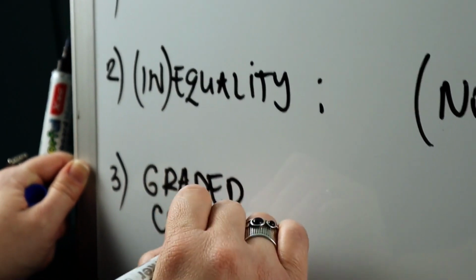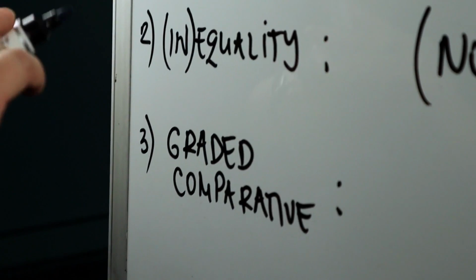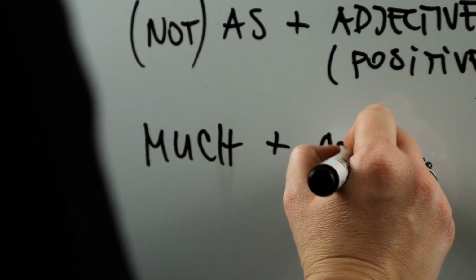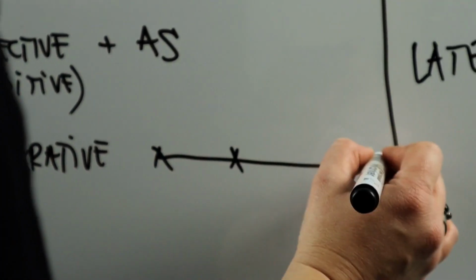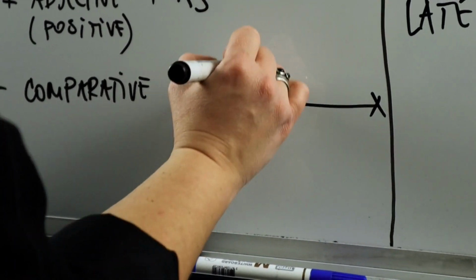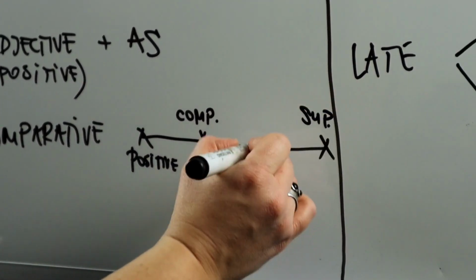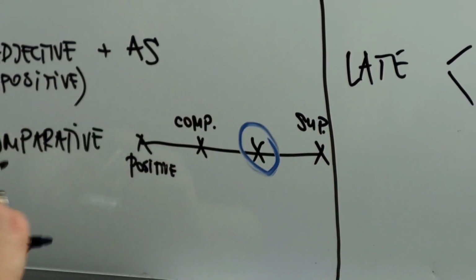And the last thing that I will focus on today, the third way of modifying comparisons or comparison structures, is the so-called graded comparative. That construction is made by using the adjective much in the positive form in front of the comparative form of a certain adjective. Whether that comparative form is regular or irregular doesn't matter. We put much in front of the comparative.